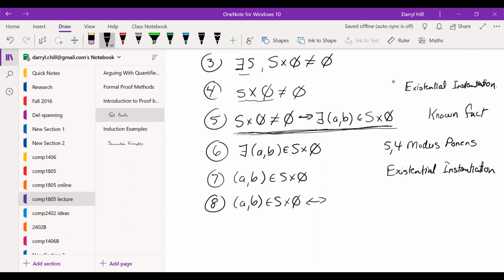So AB is an element of this set if and only if A is an element of S and B is an element of the empty set, right? So again, this is a known fact, or the definition of Cartesian product.